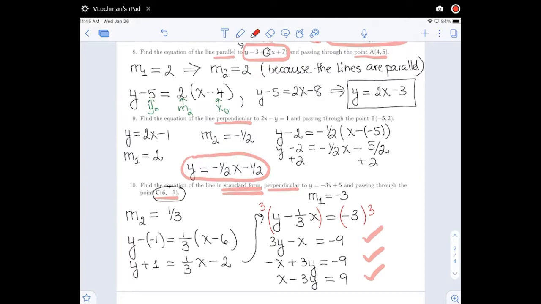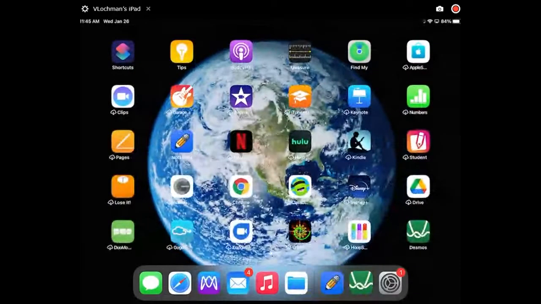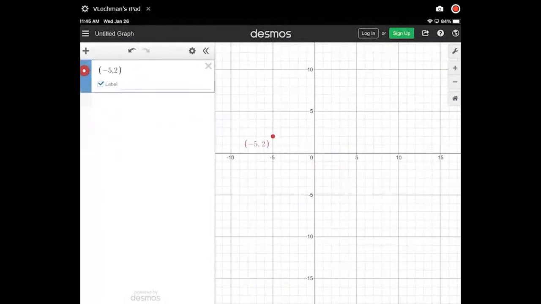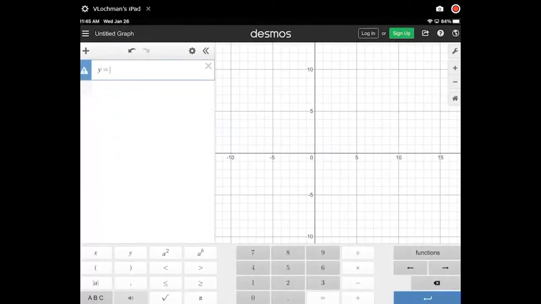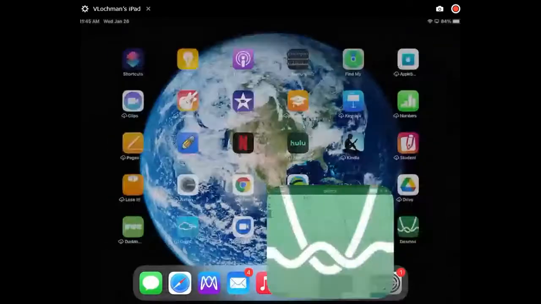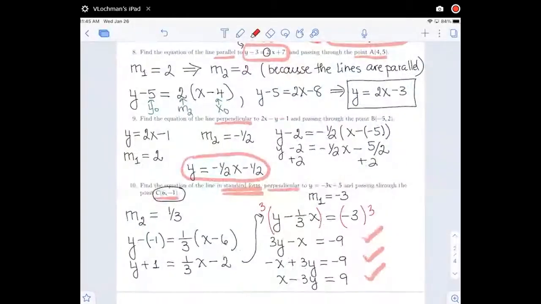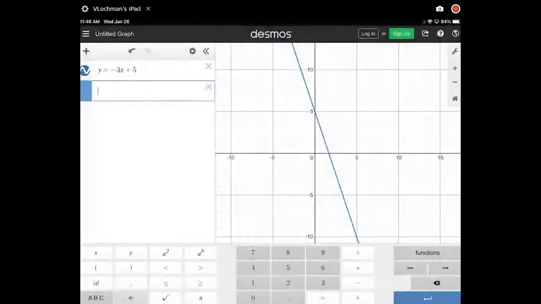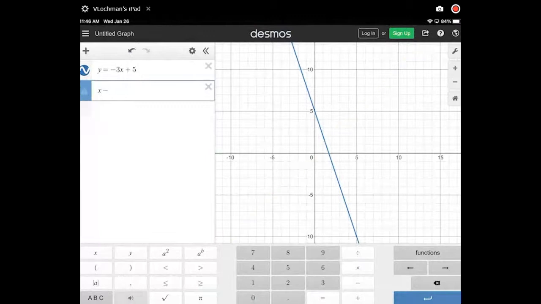So we've done it for the previous problem. So let's go ahead and do the same thing here. Let's see, y is equal to negative 3x plus 5. That's my first equation. Y is equal to negative 3x plus 5. Okay, and what was my equation? Which one do I want to use? Let's do x minus 3y is equal to 9.